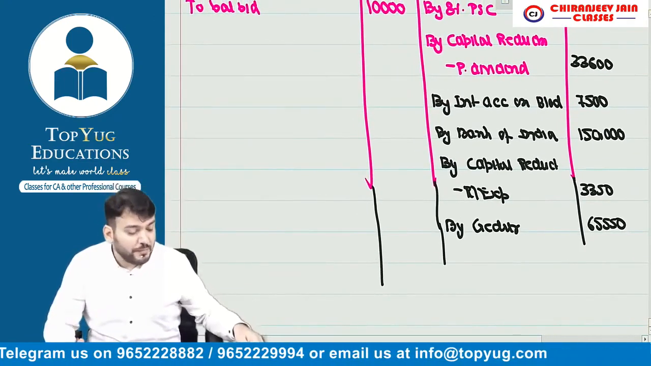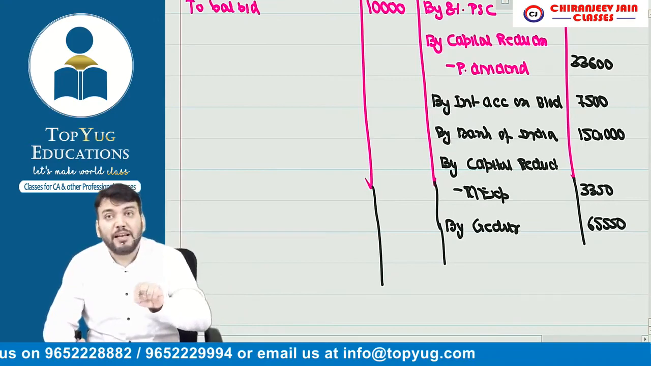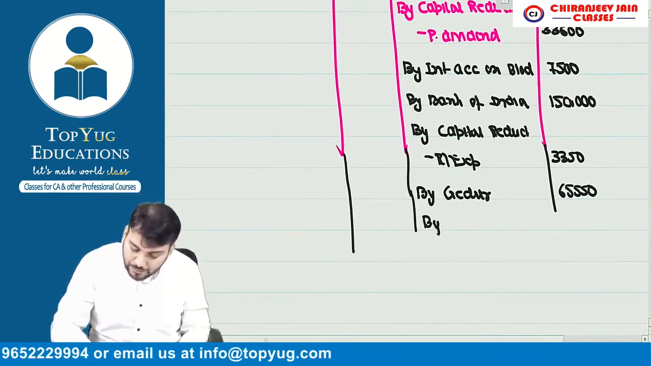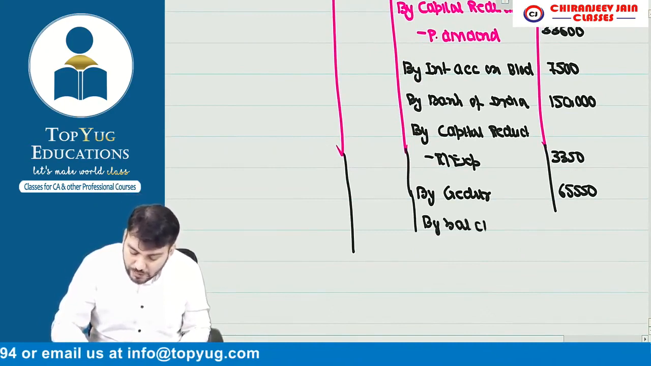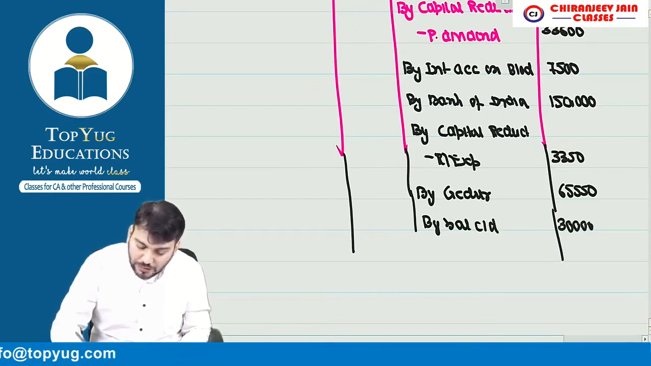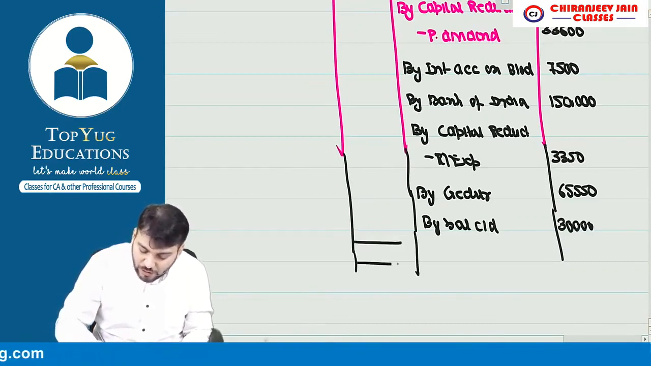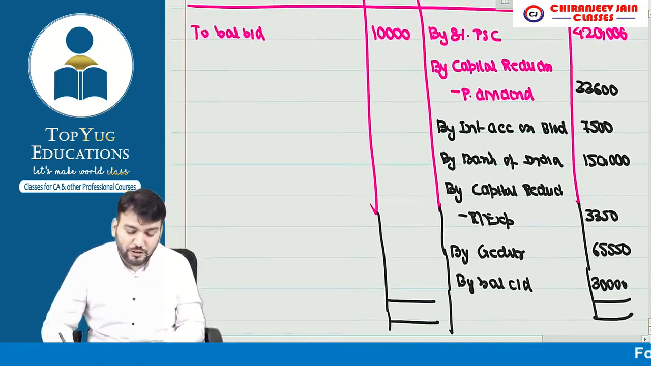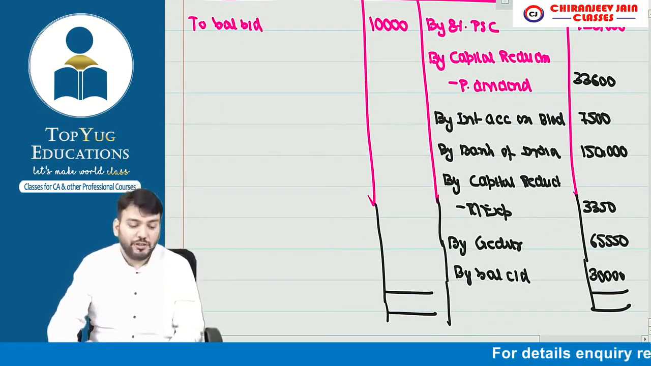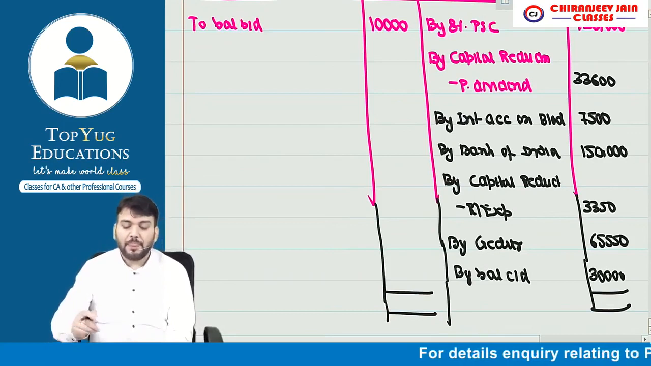And in the question it is given that they want to maintain a minimum bank balance of 30,000. इसका मतलब closing balance कितना होगा? By balance carried down is equal to 30,000 as per the information given in the question. बताओ how much equity shareholders should bring? बताओ कितना equity shareholder से call करना चाहिए? बताओ everyone.